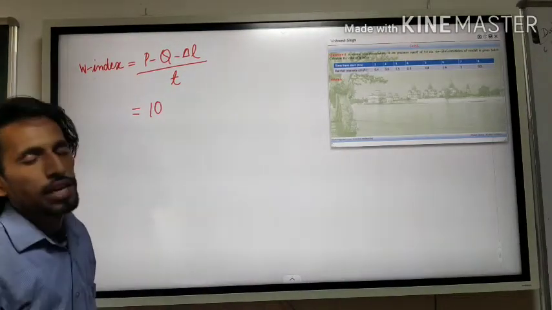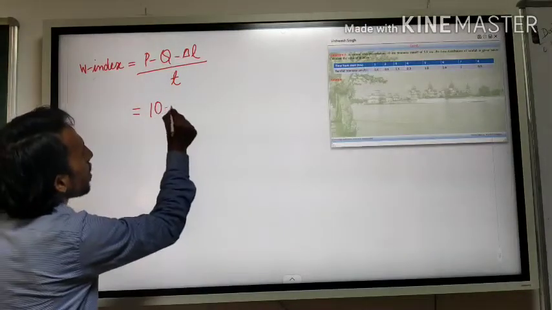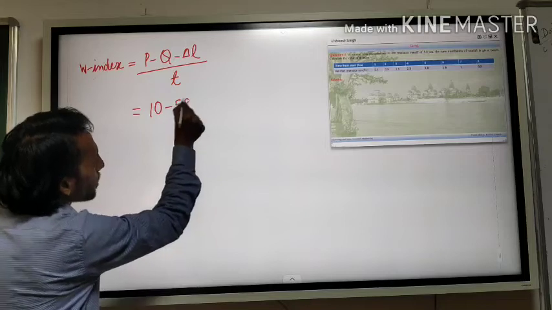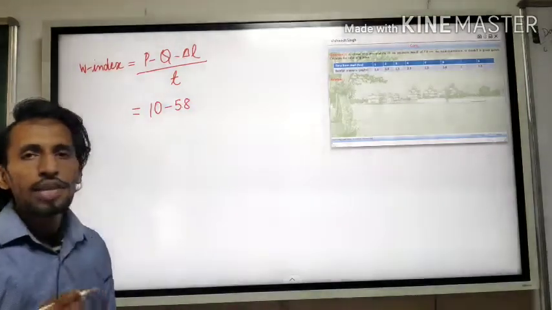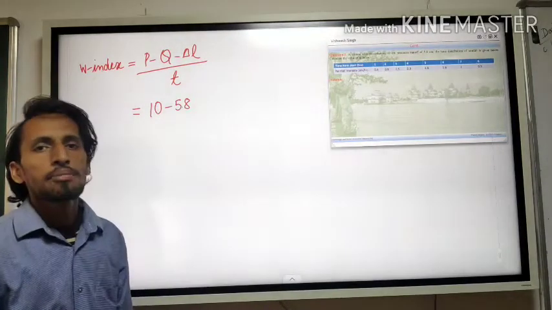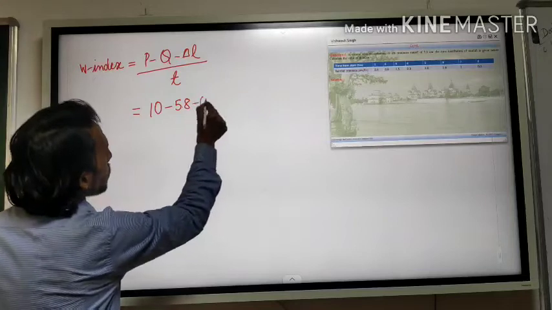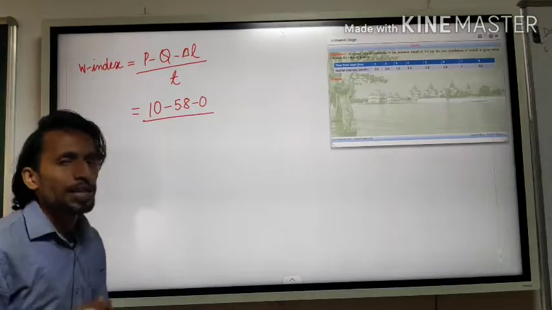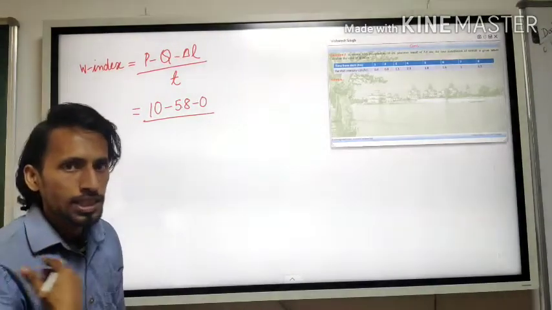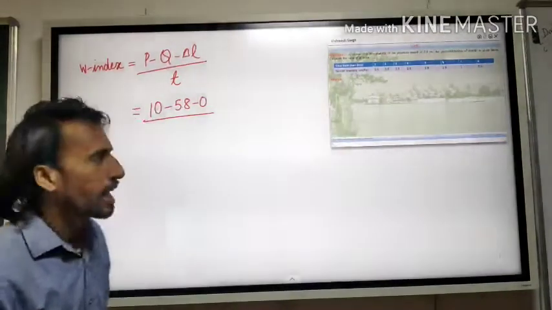Then what is the value of runoff? If you see the question, it is 5.8. And what is the value of initial loss? Nothing is mentioned in the question, that means its value is 0. Then what is the total time? You see here, it is 8 hours.